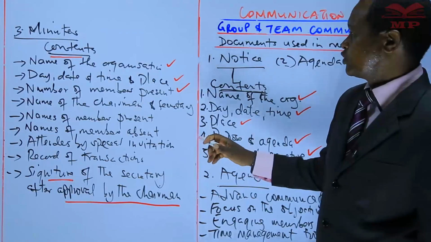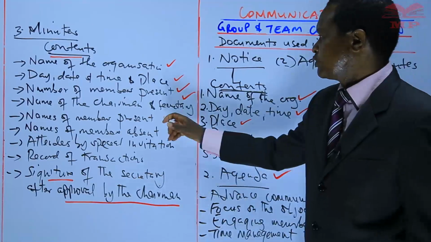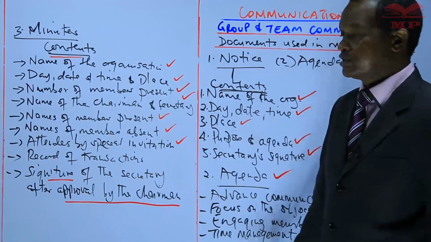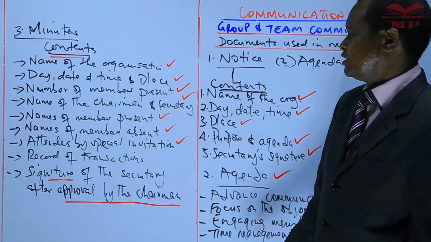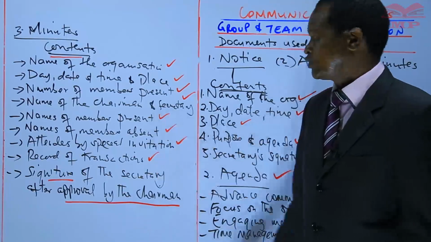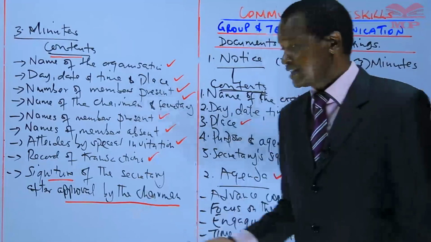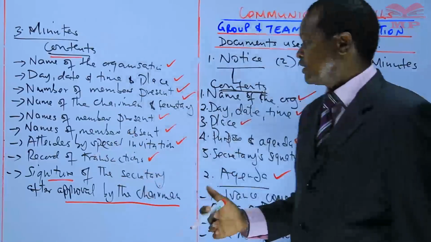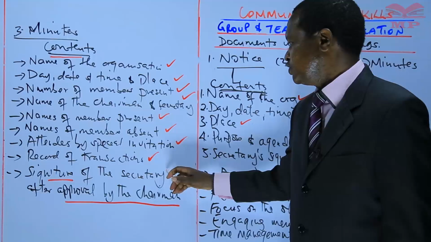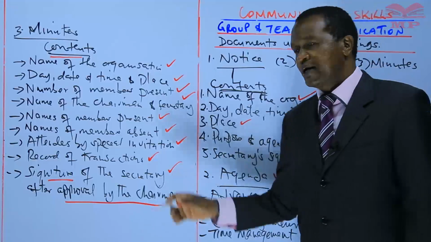The minute should also contain the name of the chairman, the secretary, the names of members present, names of members absent, attendees by special invitation, like auditors, like bankers and consultants. Their names should be indicated in minutes. Then there is the record of what transpired at the meeting, what business was conducted, what was discussed. There has to be a record of everything that was said at the meeting. Then lastly, there is the signature of the secretary after the approval of the chairman. The minutes should be signed by the secretary after approval by the chairman.